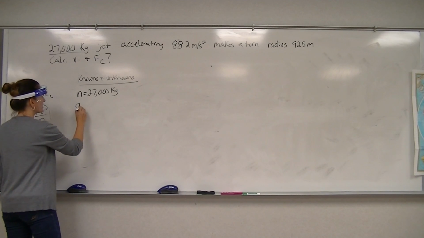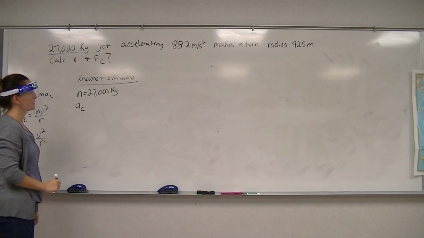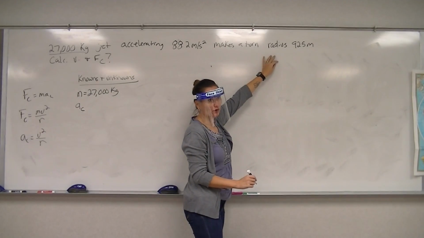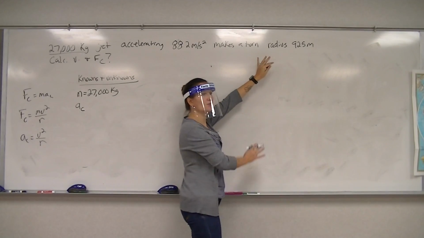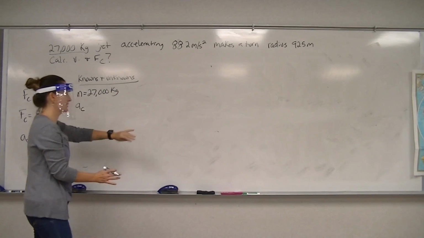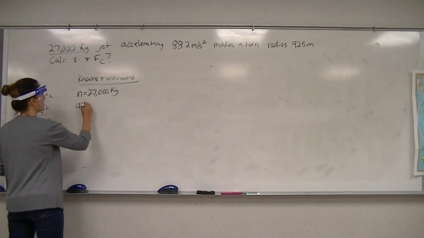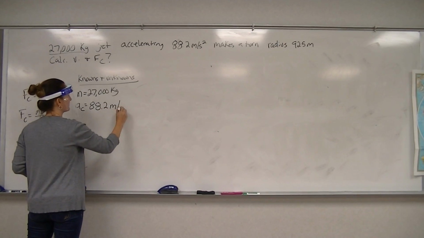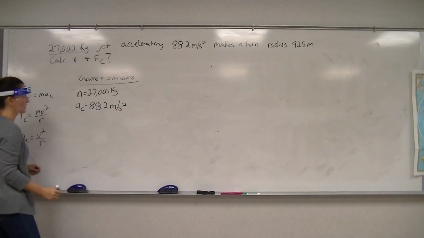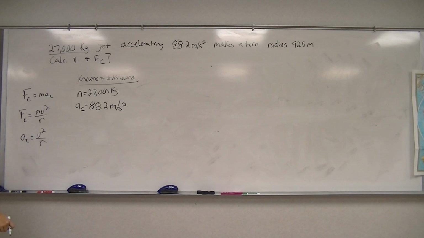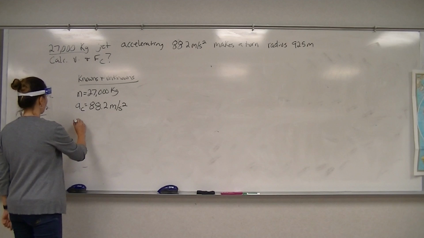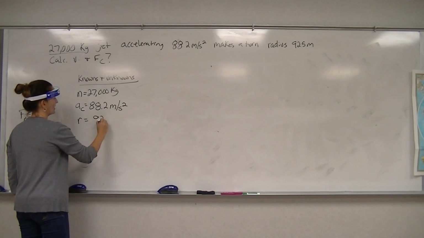So that's not just my A, that's actually my A sub C. And you would know that based off of the fact that the jet's making a turn. It's going around a curve, circular motion, centripetal acceleration. So it's my A sub C. You can also tell by the units on that it's an acceleration, meters per second squared. Makes a turn with a radius of 925 meters, so R is going to be my 925.